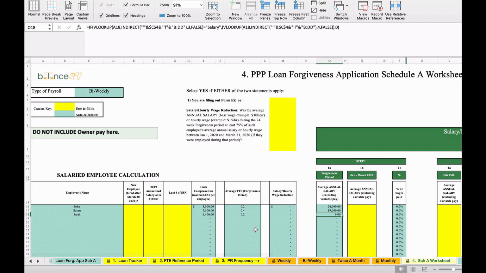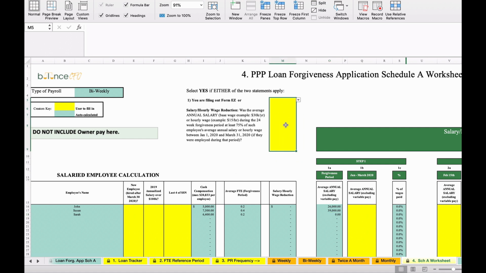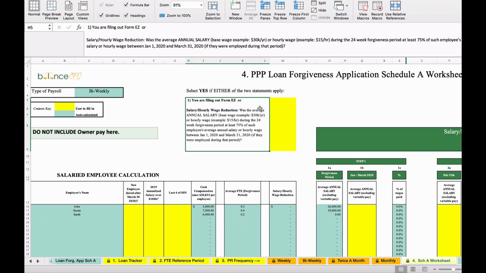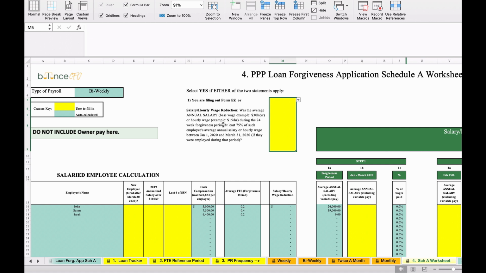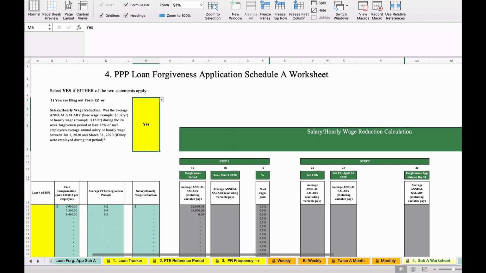Okay, so once we're done with that, we need to make sure that we answer this question, which is select yes if either of these 2 statements apply. Either you're filling out the form EZ, okay, well, you're not, right? Or the salary hourly wage reduction, we didn't reduce wages by more than 25%. So if you don't know, you wouldn't answer that one. And you'll click here, and it's either going to be yes, no, or don't know. So if you put yes, the big change will be all of this over here is grayed out.